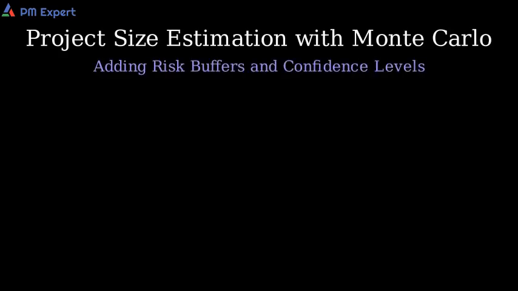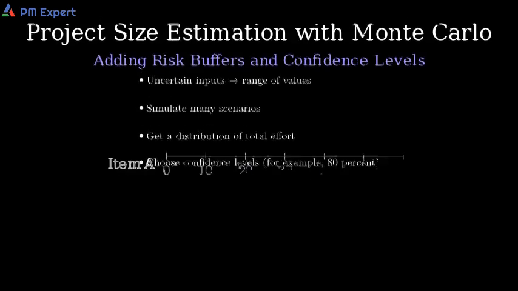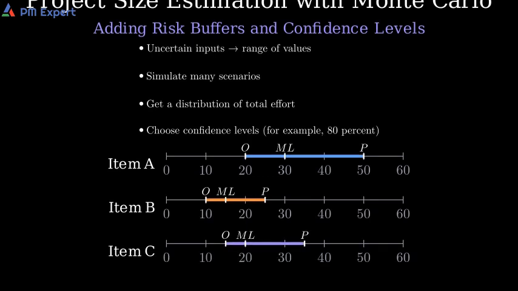In this video, we will estimate project size using Monte Carlo Simulation and then add risk buffers to produce a realistic and confident plan. When we estimate, each item has uncertainty. Instead of one fixed number, we may have an optimistic, a most likely, and a pessimistic value. Monte Carlo simulation samples from these ranges many times, builds a distribution of total size, and tells us probabilities of meeting a target.